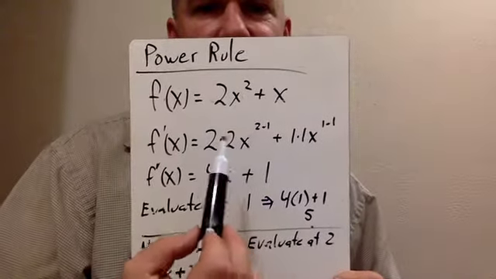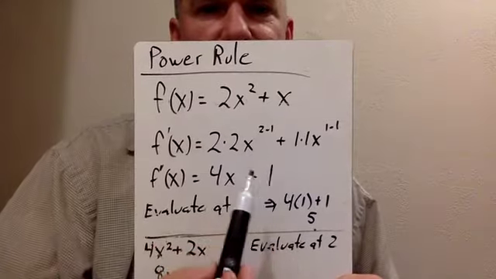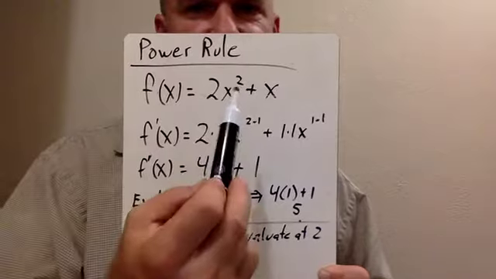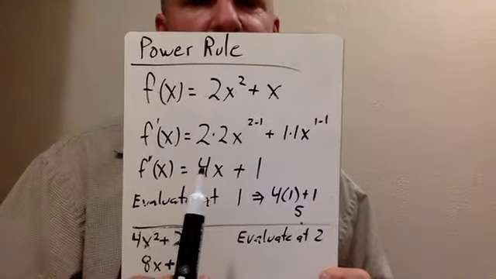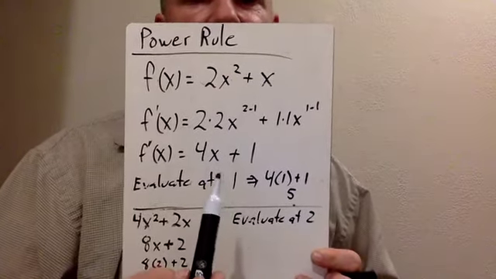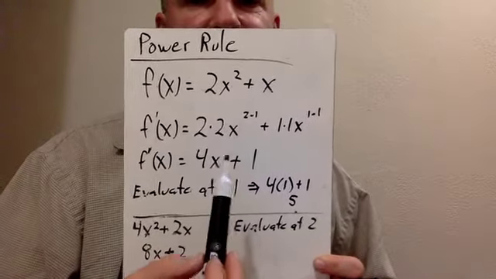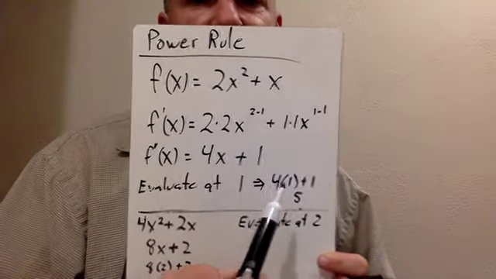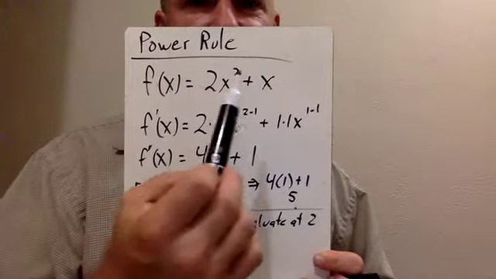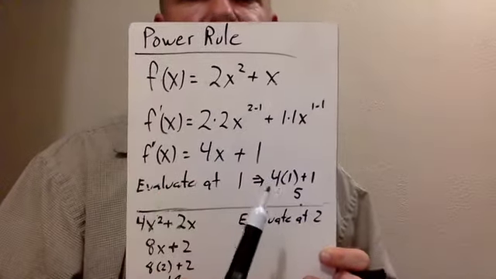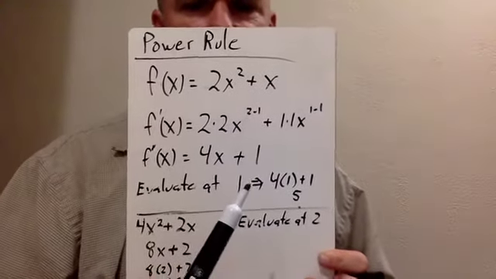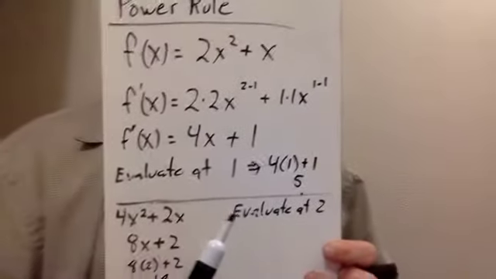Over here, you got 2 times 2 is 4, and 2 minus 1 is 1, so x to the first power. So there you go. There's your derivative of 2x squared plus x. It's 4x plus 1. And then if you want to evaluate that derivative, let's say at the value of 1, then you just substitute a 1 in for x, and you get 4 times 1 is 4, plus 1 is 5. So the value of the derivative of this f of x function at 1 is 5. That's the easy way to do it. I'm going to show you a hard way to do it in a minute, like one of my students is being asked to do for some reason.